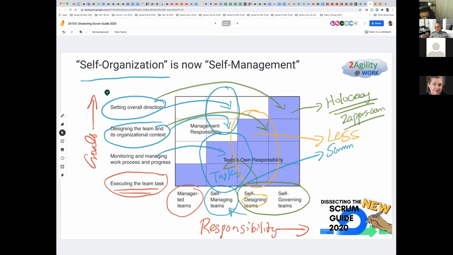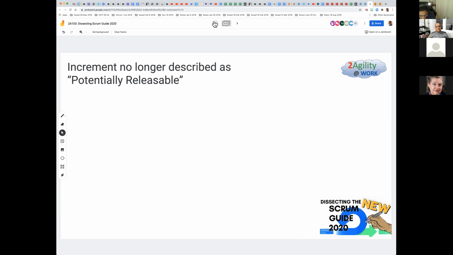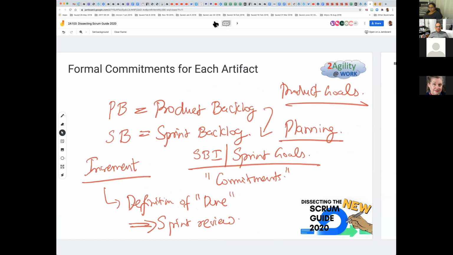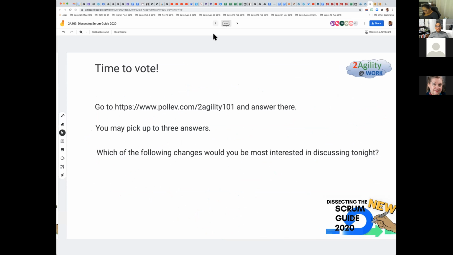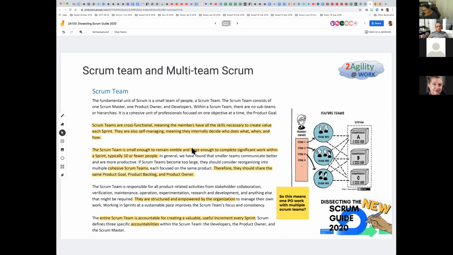But generally in Scrum, one of the primary approaches, if you look at it, is that there are no roles on the team. So if we go back to slide 1, okay, this slide, there are no roles on the team. The teams are cross-functional. The members have the necessary skills to create value. They're self-managing. They internally decide who does what, when, and how.